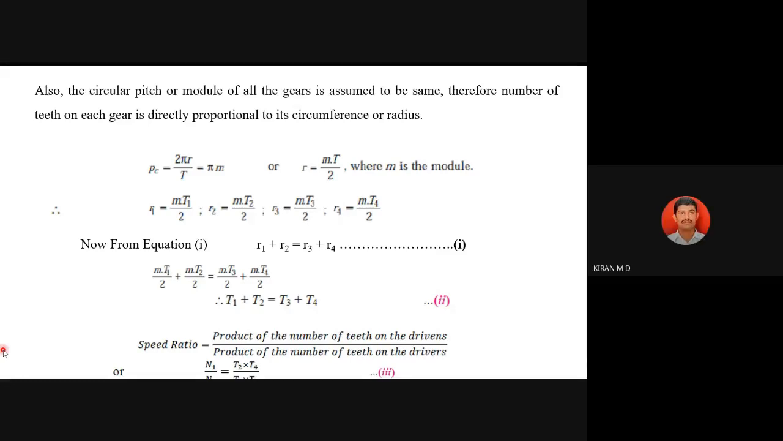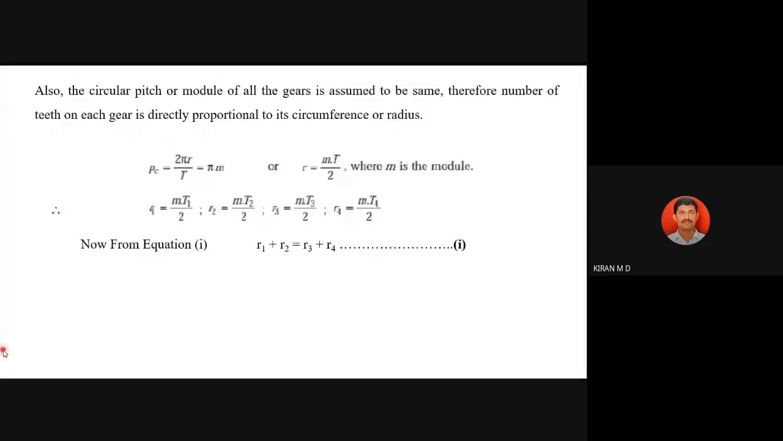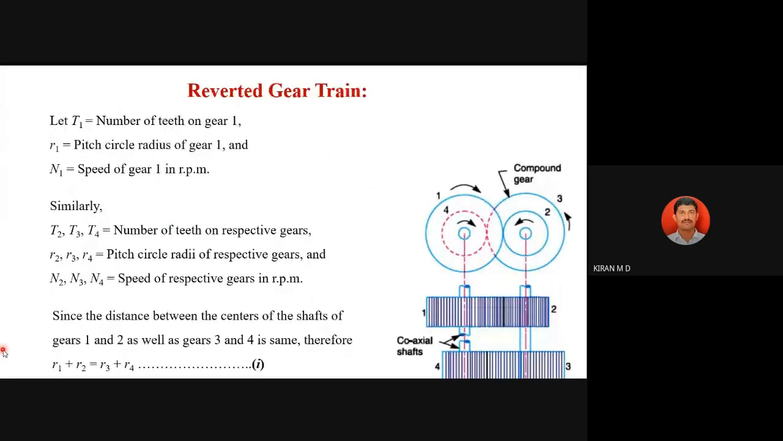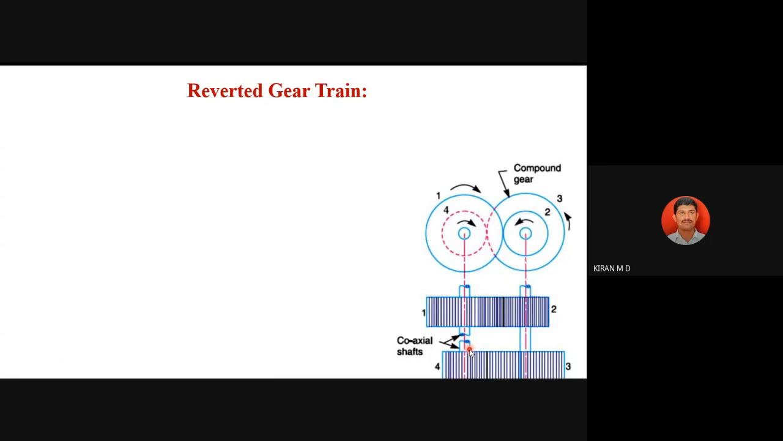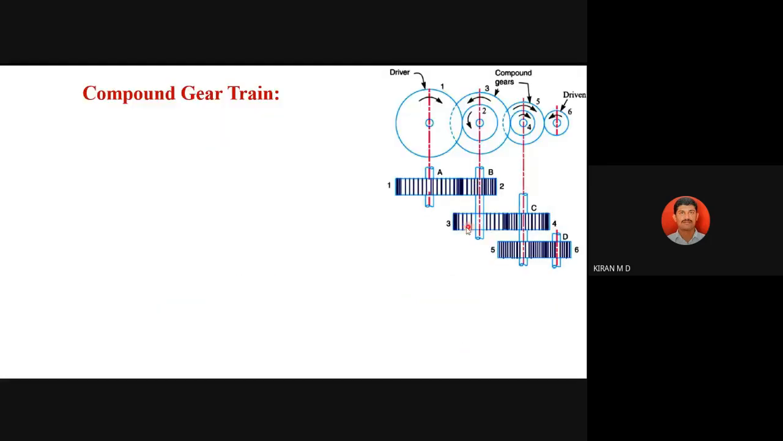Reverted gear. Okay. The reverted gear train concept is very simple. It is one of the forms of compound gear train. In a compound gear train, what happened? This shaft consists of 2 gears, which again drive another gear. So here also it consists of 2 gears. Sometimes there is only a driven gear. If there are only 4 gears, it will stop here only.